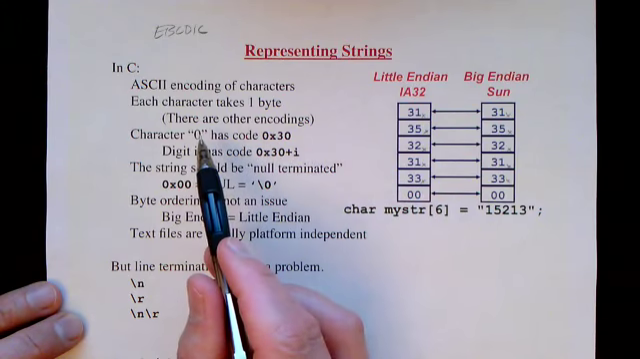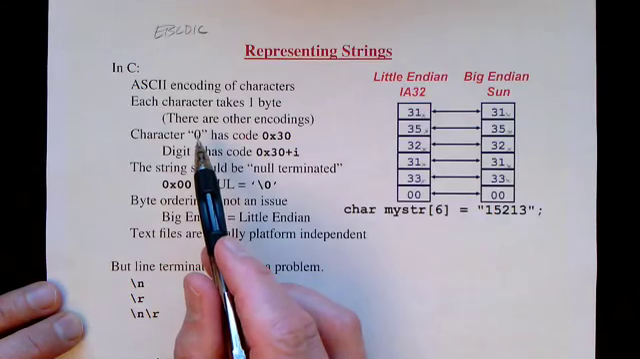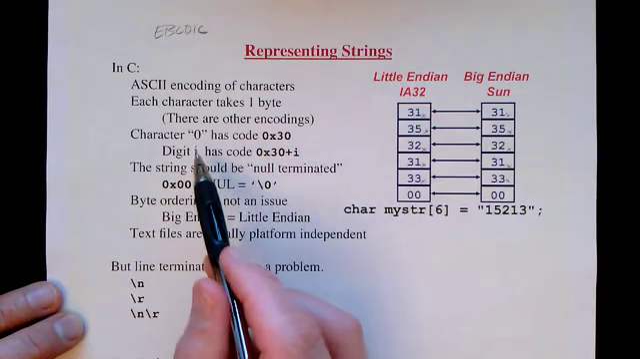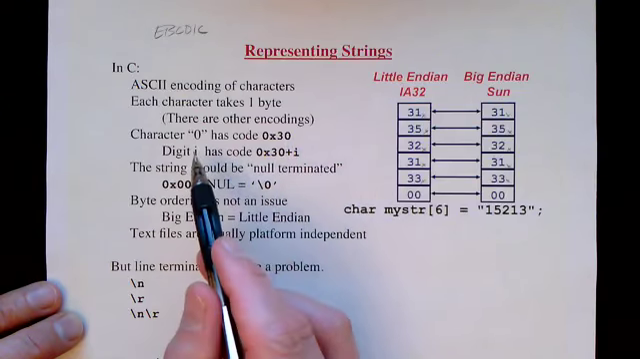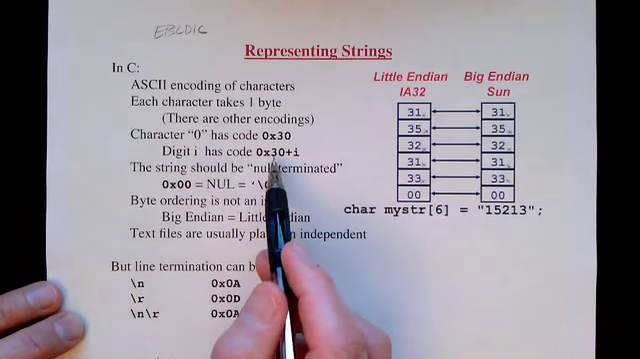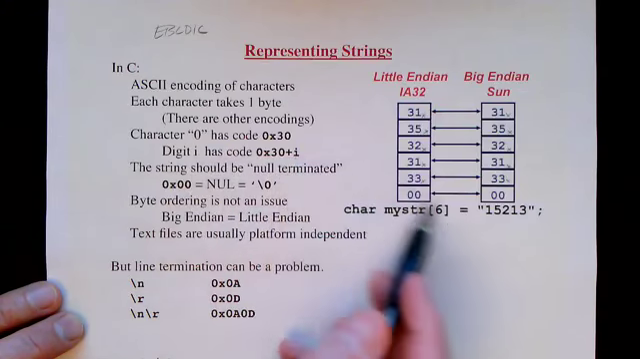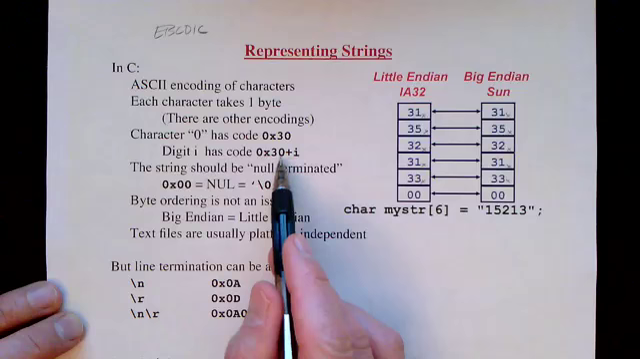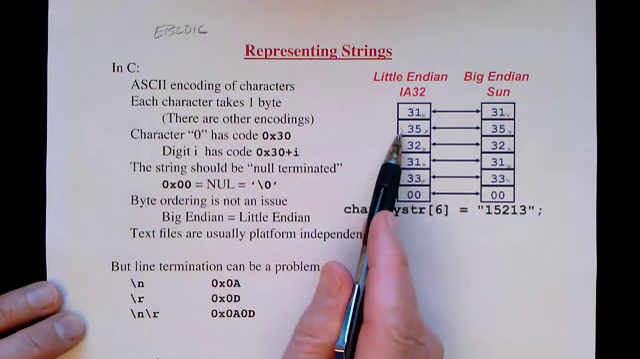Notice that every character, the character 0, not the number 0, but the character 0, has a code of hex 30, and every digit after that has a code of hex 30 plus i. So for example, the code for 5 is hex 30 plus 5, or hex 35, which is what we see right here.